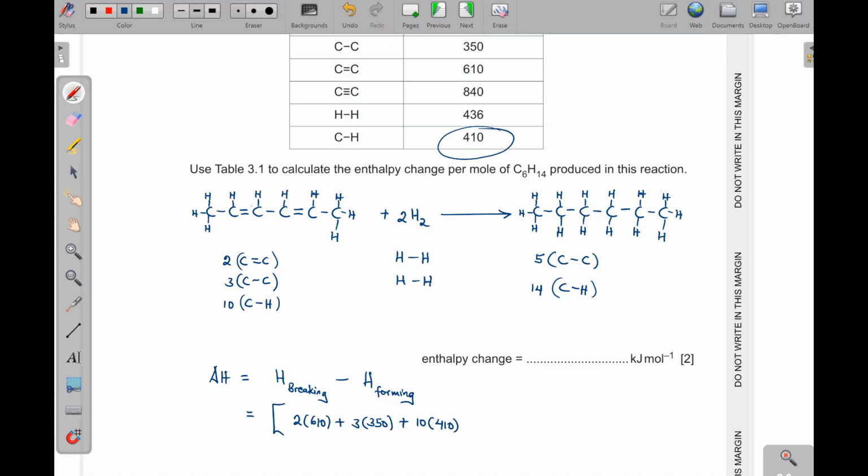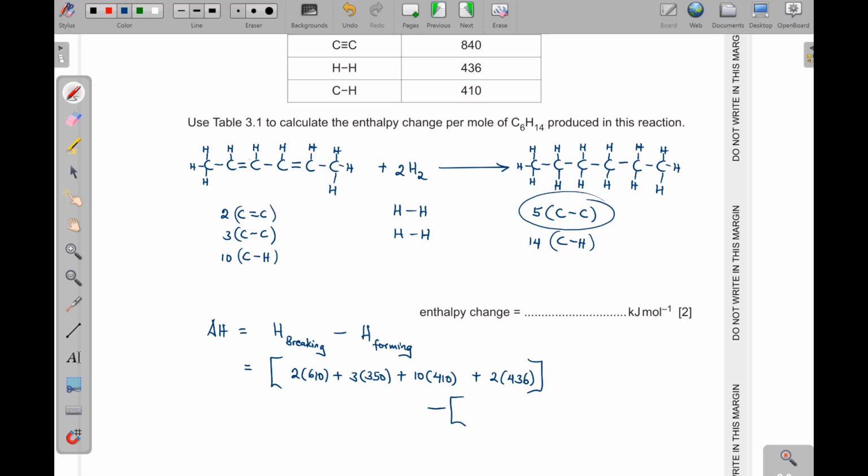410, which is here. Then after that, we shall now add on. We come to this one. Hydrogen to hydrogen is 436, and there are 2 of them. So 2 into 436, like that. Then we subtract. Now, we come to this one here.